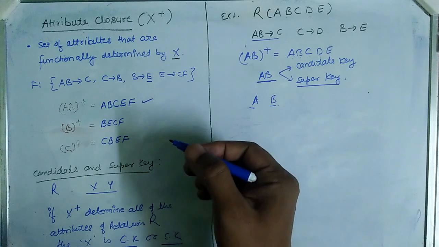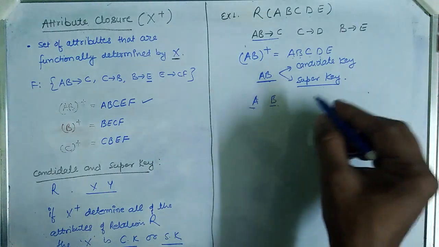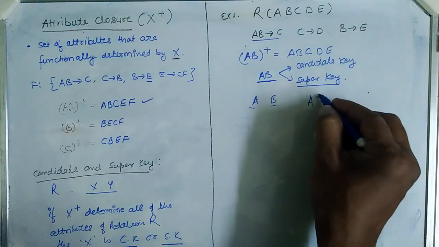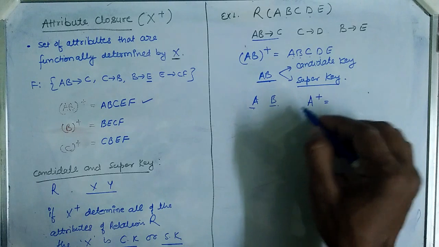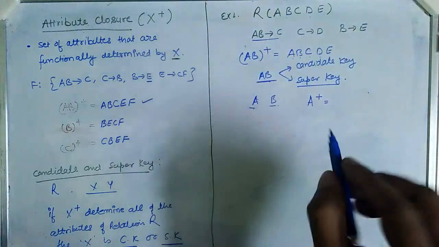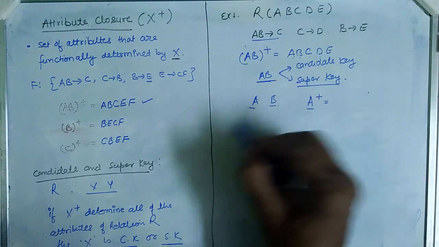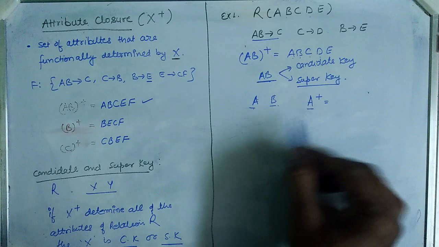So let's check A and B individually. How can you check? You just find the closure. If A closure determines all the attributes in your relation, then attribute A is a candidate key. By the definition, I can say that.